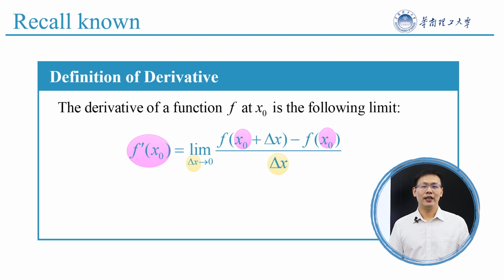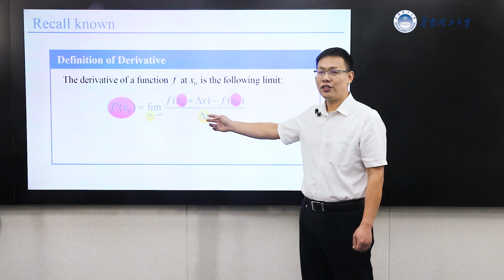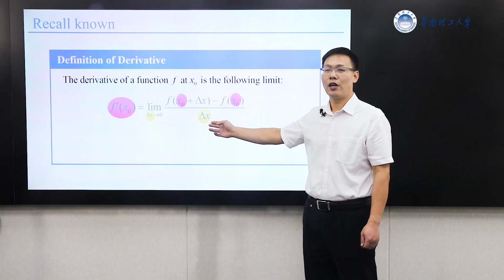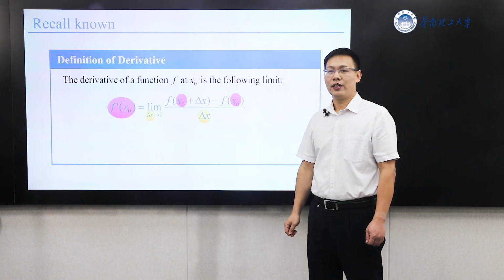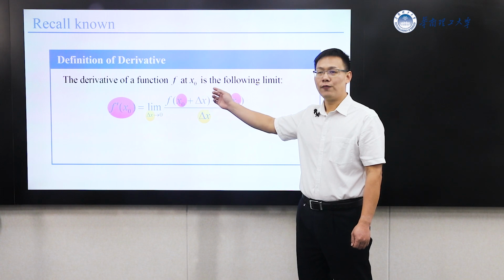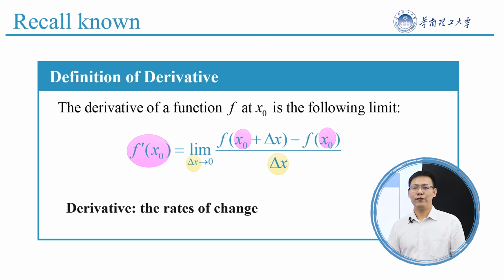Say z equals f(x). Its derivative at point x0 is defined as the following limit, where the denominator is the increment of the independent variable, and the numerator is the increment of the dependent variable. This derivative reflects the rate of change with respect to x at the point x0.